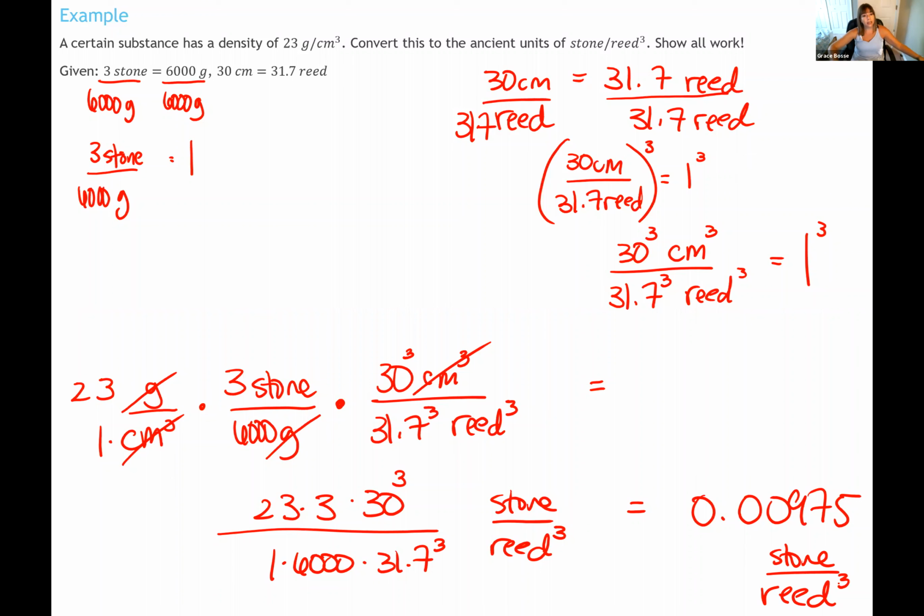And there you go. That's how you can do unit conversion. Go back and watch this video over and over again if you weren't able to follow along, but I'll give you some practice and you can work on this on your own using this video as reference.